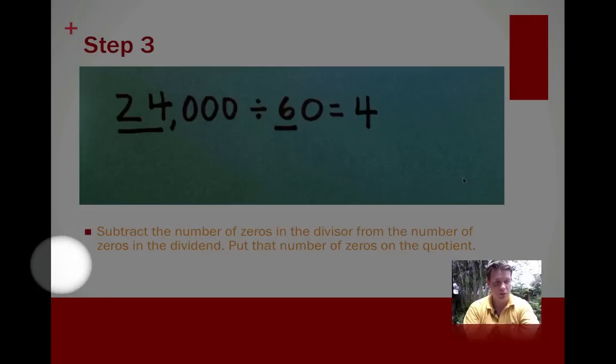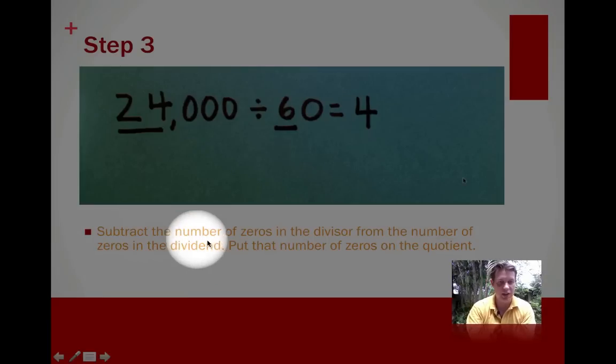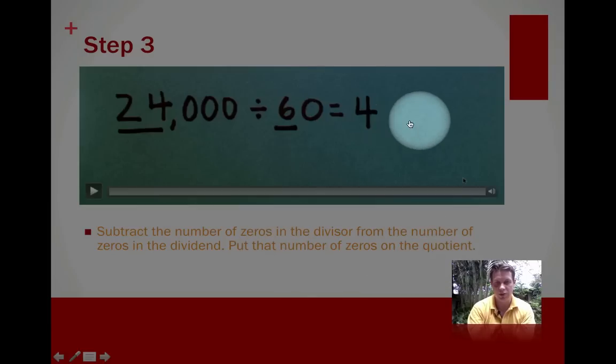Then the next step, kind of like we did with multiplication, except a little bit backwards, we are going to subtract the number of zeros in the divisor, remember this is the divisor, from the number of zeros in the dividend. Remember this is the dividend, okay? And we're going to put that number of zeros on the quotient over here, okay? So let's see what that looks like.